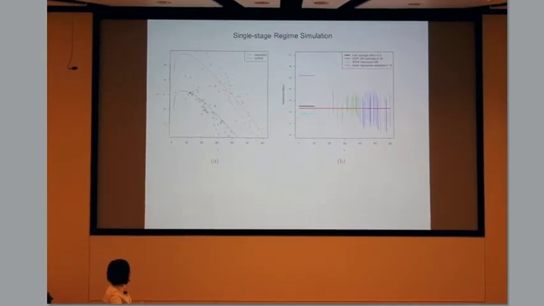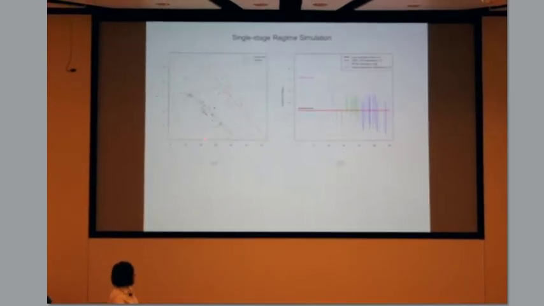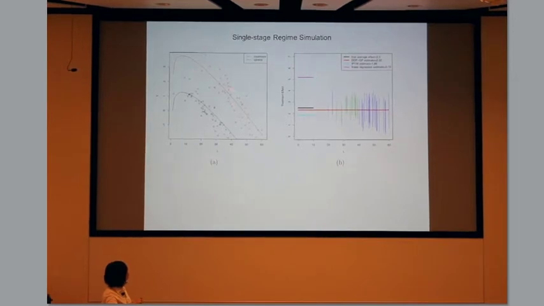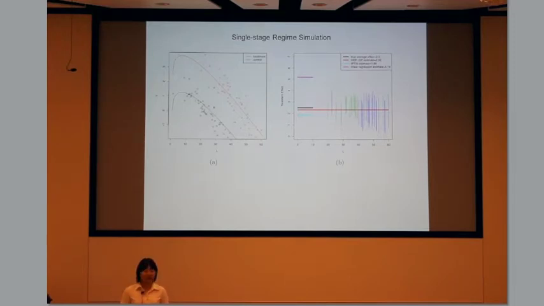So here is a simulated example. We assume we have two groups. One is the control group, and the other one is the treatment group. The black curve and red curve represent the mean response curve of each group. And the black dots are our observations in the control group, and the red dots are the observations in the treatment group.